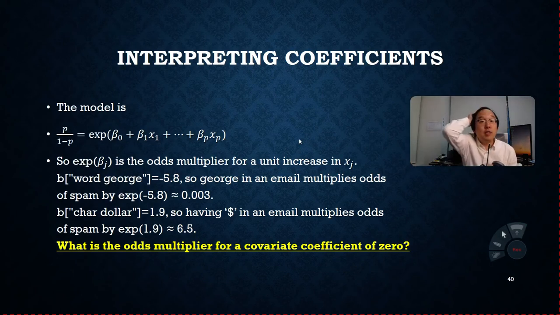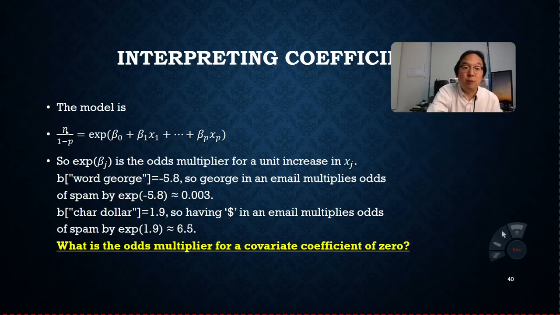The next. The model over here is like this. Interpreting the coefficient, right? So you have odds ratio, probability over 1 minus probability. It should be equal to exponent of beta, right? Like this. So exponent of beta is the odds multiplier for a unit increase in xj. Okay, odds multiplier. So beta of word George is minus 5.8. So George in an email multiplies odds of spam by e to the power of minus 5.8, which is 0.003, okay? And then the beta coefficient of the character dollars, right? The email that has a dollar sign, right?